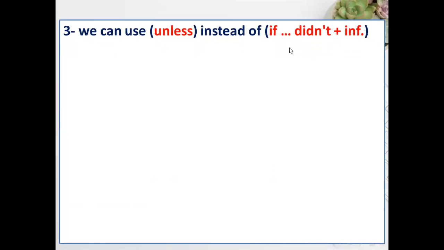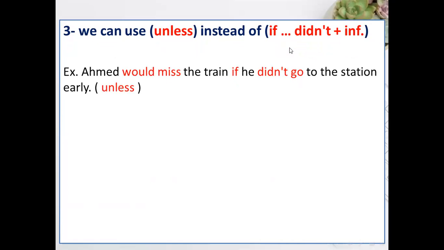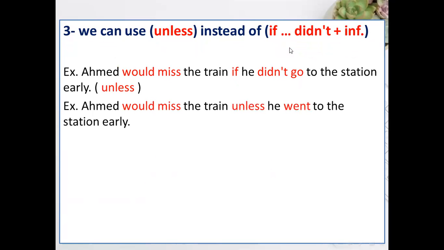Number three, we can use unless instead of if plus didn't plus the infinitive. Ahmed would miss the train if he didn't go to the station early. Use unless. I will remove if and put unless, and I will remove the negative. We will remove not from the sentence. So Ahmed would miss the train unless he went. When I remove the negative, when I remove not, I make go into went. Okay, I convert go to went.